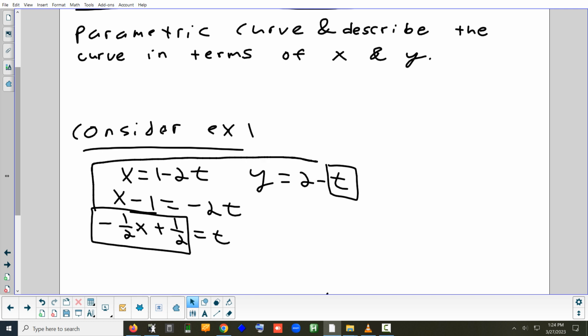Now take that and fill it in, and you're combining the two equations back together. So y equals 2 minus, and this is really substitution, that's all we're doing, -1/2 x plus 1/2.